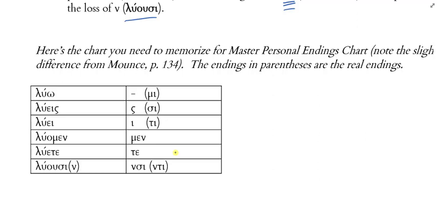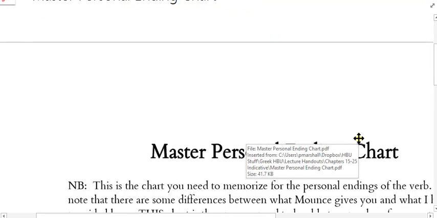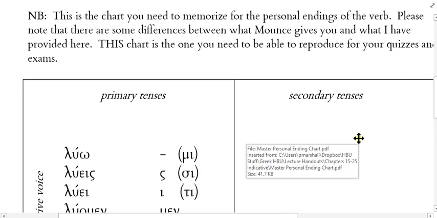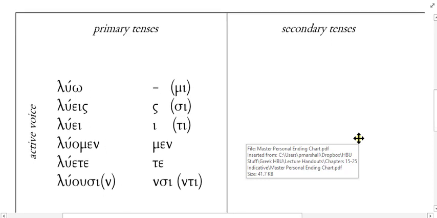All right. Let me draw your attention to the chart over here, the master personal ending chart. What we've just completed is the first quadrant of the personal endings master chart. You're going to be committing this whole chart to memory, so what we've covered is just 1/4 of it so far. I want you to look at how the chart is laid out.